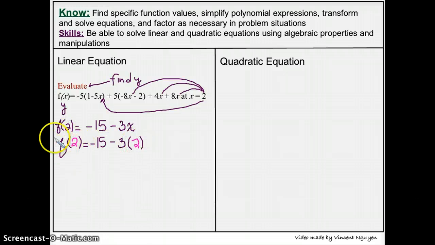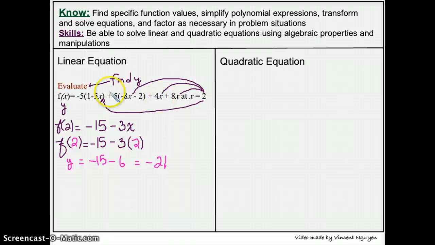So this whole business about f of 2 over here is basically another way to say y. So y is going to equal whatever this expression turned out to be. It's going to be negative 15 minus 3 times 2, which is 6, so minus 6. Negative 15 and negative 6 turn out to be negative 21. So when x is equal to 2 in this function, my y value will equal negative 21.